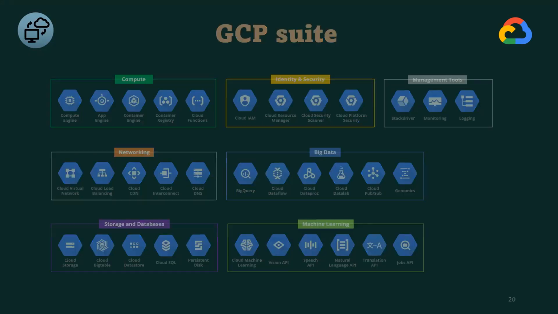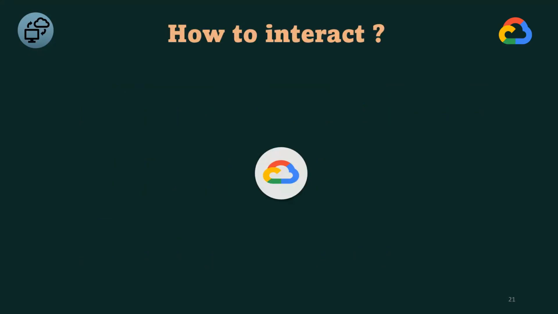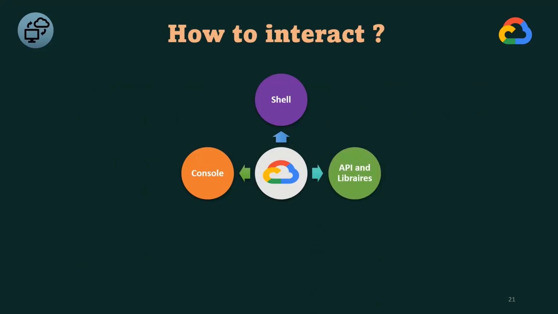You can interact with the Google Cloud Platform through the Cloud Console. You can also interact with the help of Cloud Shell. You can also interact via SDKs or client libraries, and web applications or web apps. So these are the ways you can interact with the Google Cloud Platform. Let us try to understand what these things actually are.